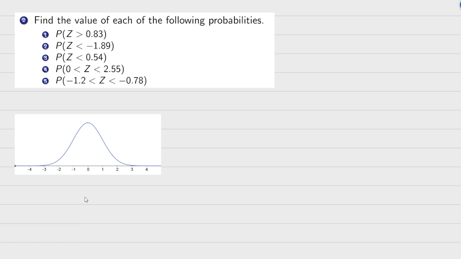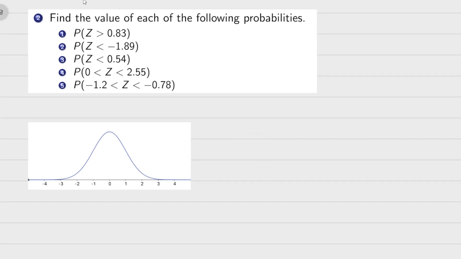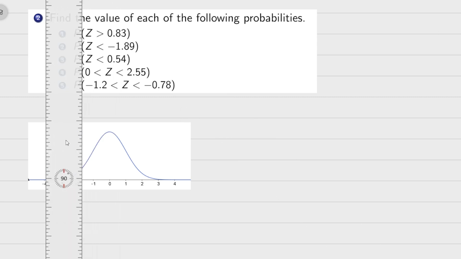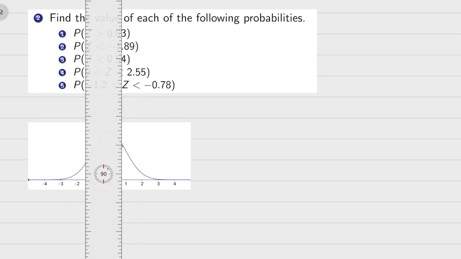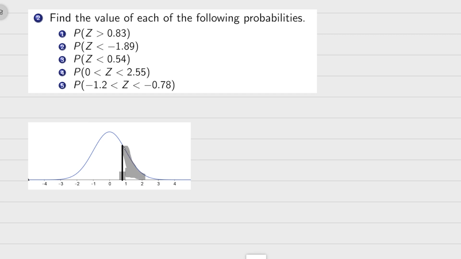Let's have number 2. Find the value of each of the following probabilities. Mas maganda yung drawing natin, no? So we have here, probability that z is greater than 0.83. So hanapin muna natin yung 0.83 dito sa ating distribution. Gamit tayo ng ruler para mas masaya. 0.83 is somewhere here. Okay, so let's draw a line. Tapos, greater than, no? So lahat ng pa dito. Hindi masyado maganda yung pag-shade ko, pero anyway, okay na yan.